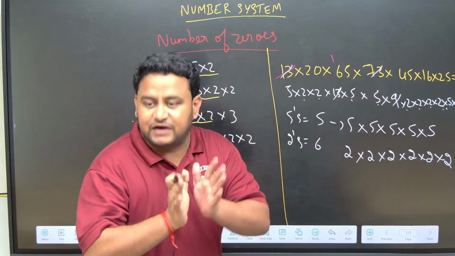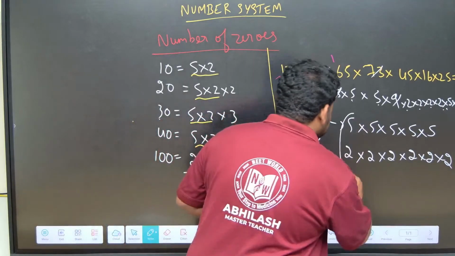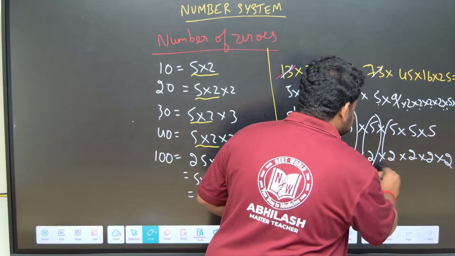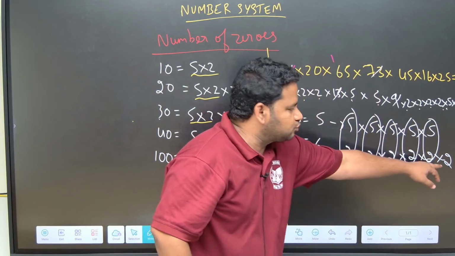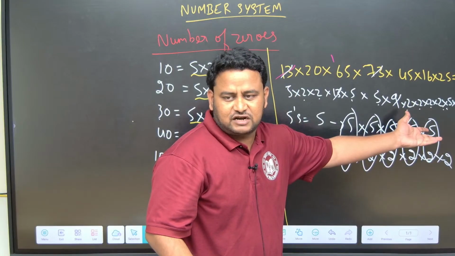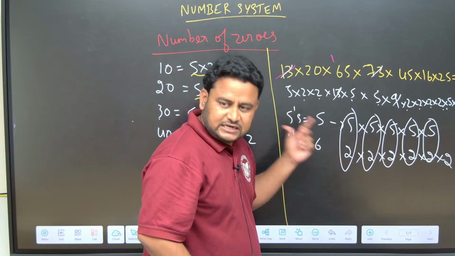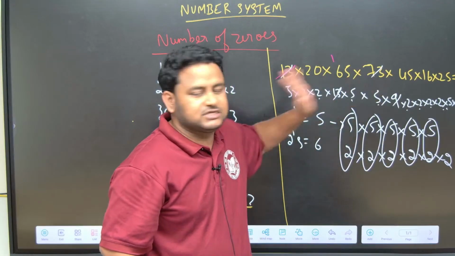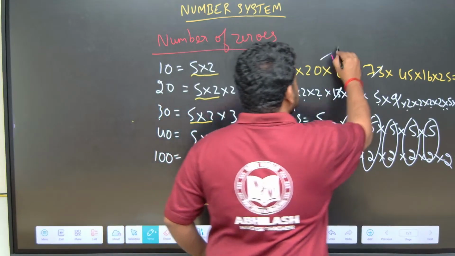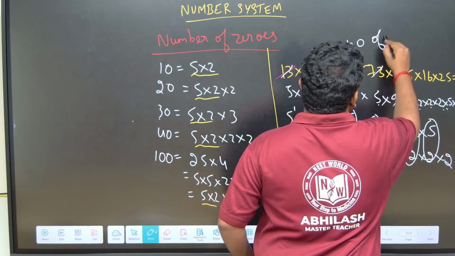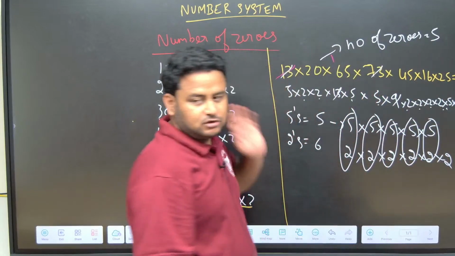I want pairs of 5 and 2. To get a 0, there should be a pair of 5 and 2. So if I write it here, this is one pair, this is one pair, this is one pair, this is one pair, this is one pair. Right? So there are 5 pairs. This extra 2 is of no use for me because there is no extra 5 here. So out of these 5s and 2s, whichever is the lowest, that number we have to consider. That many zeros are there. How many zeros are there here? 5 zeros. The number of zeros is equal to 5.